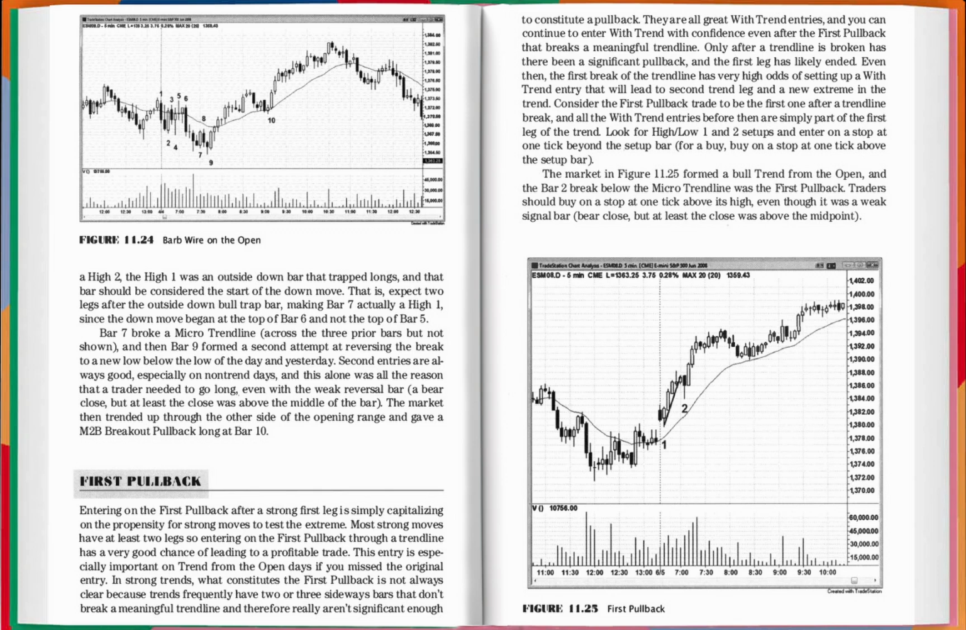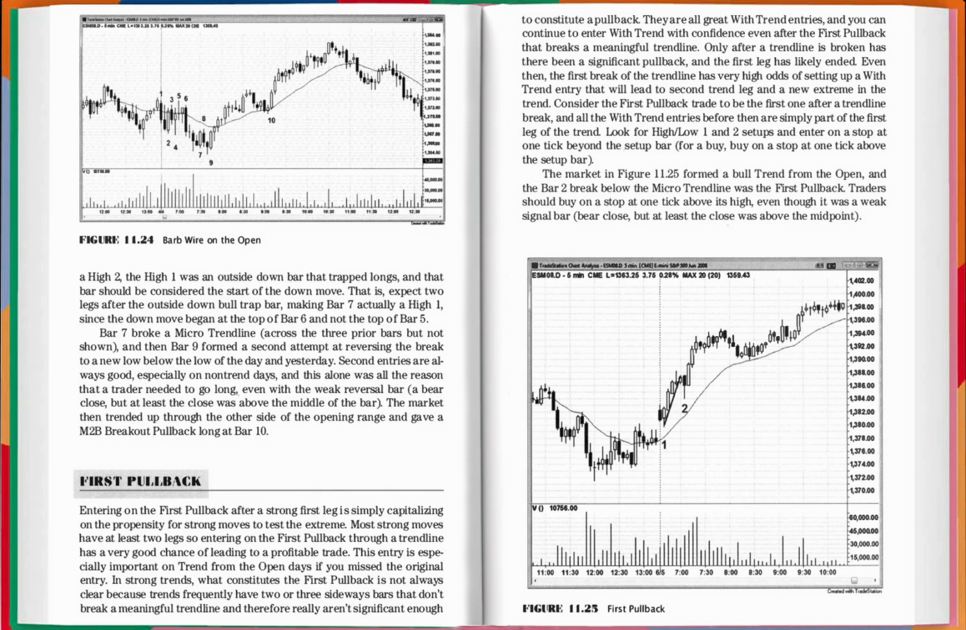This entry is especially important on trend from the open days if you missed the original entry. In strong trends, what constitutes the first pullback is not always clear because trends frequently have 2 or 3 sideways bars that don't break a meaningful trend line and therefore really aren't significant enough to constitute a pullback. They are all great with-trend entries, and you can continue to enter with the trend with confidence even after the first pullback that breaks a meaningful trend line.